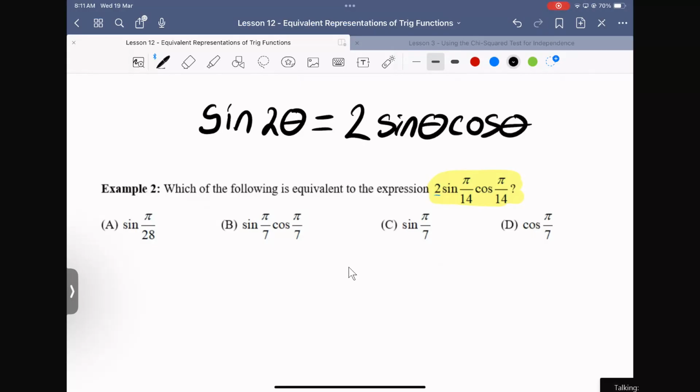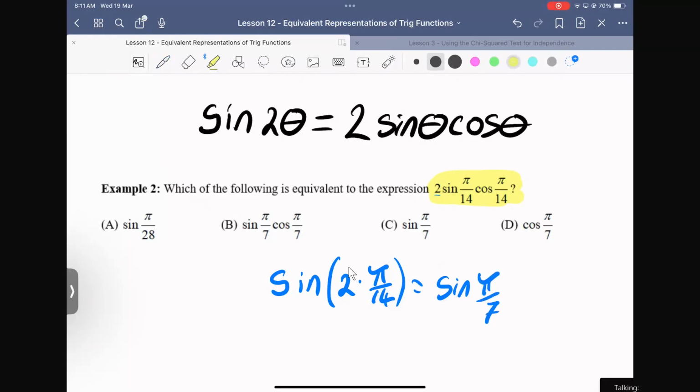So what we've got there is the right-hand side, isn't it? If we rewrite it, what would it become? Sine of pi over 7. Or, let's go the long way: sine of 2 lots of pi over 14. Sine pi over 7. It's going to be this one.